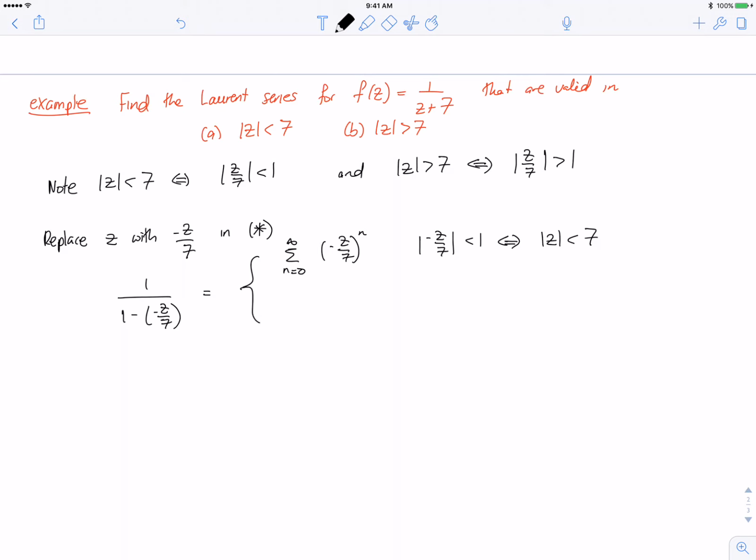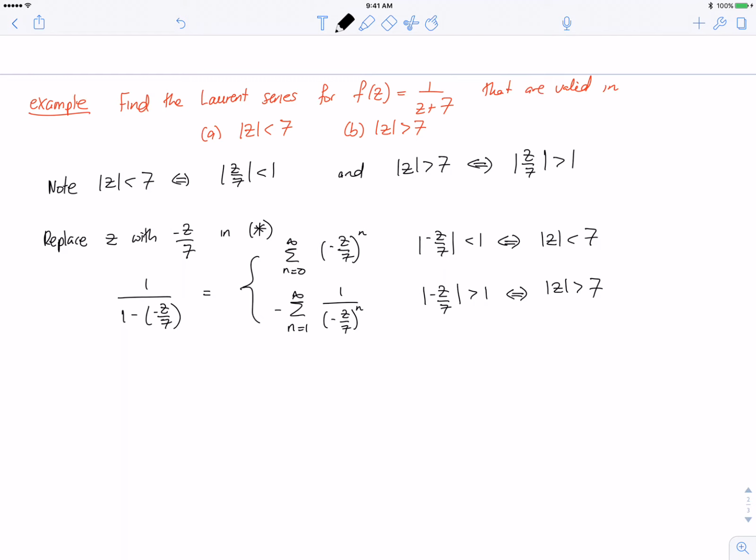And the bottom part is going to become negative sum from n equals 1 to infinity of 1 over (negative z on 7) to the power of n, where modulus of negative z on 7 is greater than 1, or in other words, modulus of z is greater than 7. So the top half will give me the series I need for part A.